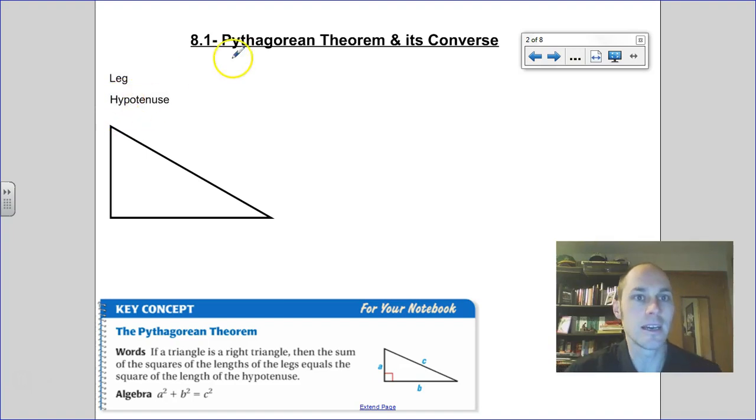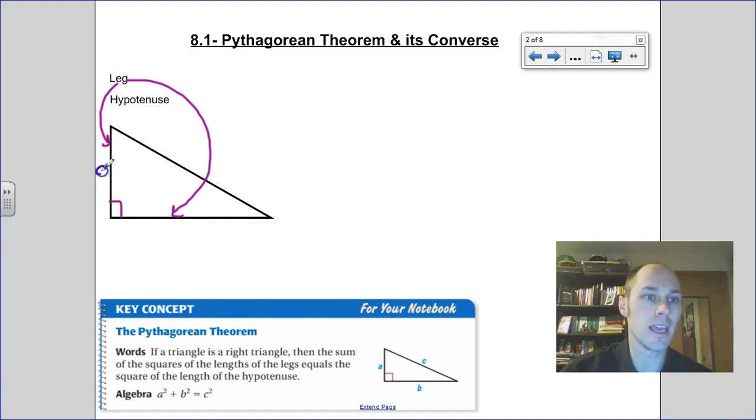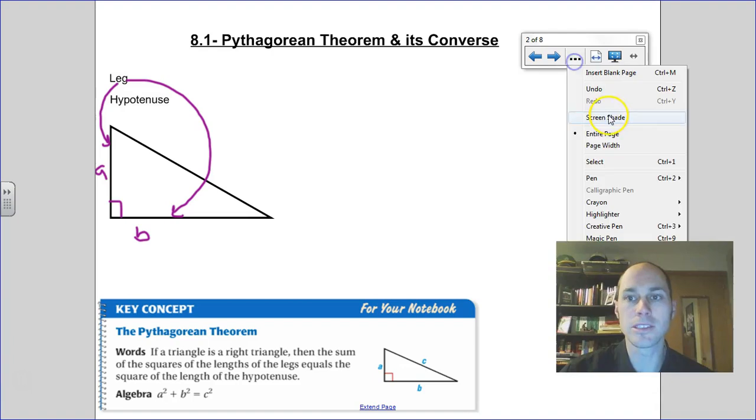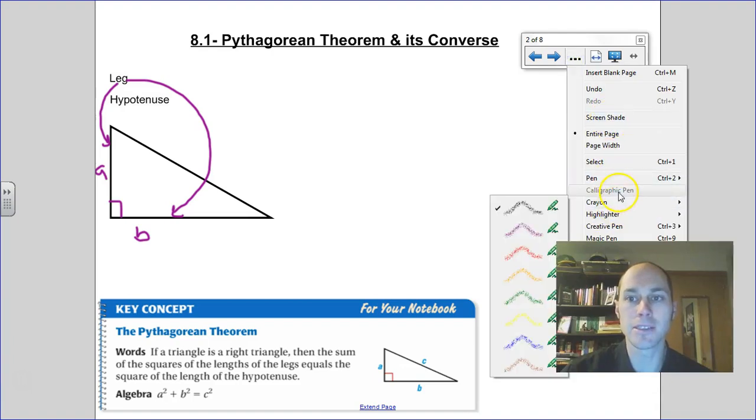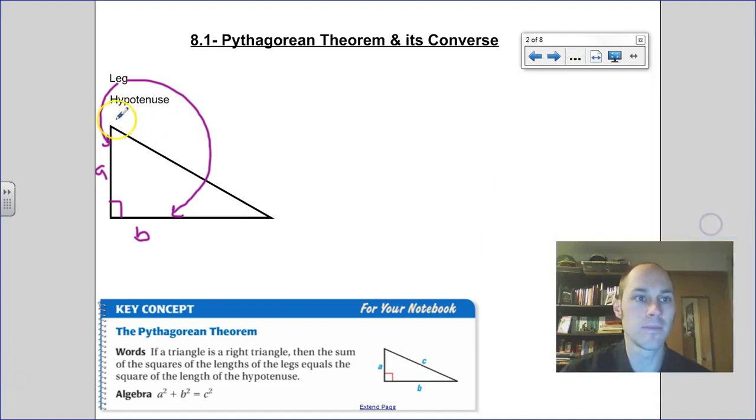The legs. The Pythagorean theorem works for a right triangle, and the legs are the two sides that form the right angle, and we call those A and B. Then the hypotenuse is the side opposite the right angle, so it's also the longest side of the triangle, and we call that C.